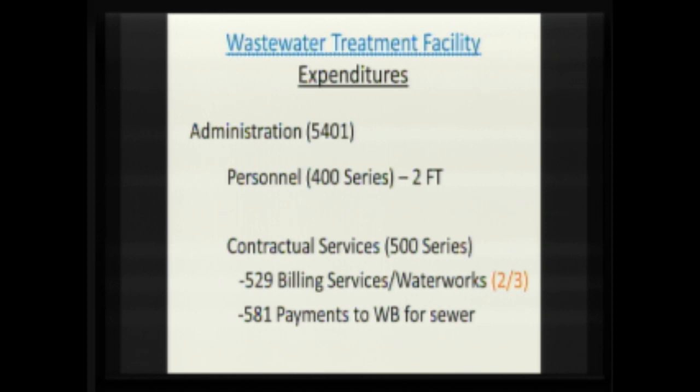Another line item within the 5401 that may be of interest is the contractual services, the 500 series. 529 is the billing services that the water department charges us for billing for sewer fees. Of the total bill that comes to the city from the water department, 2/3 of it is paid from the 5401 529 line item in our budget. Also in that 500 series, we have a 581 payment to West Burlington for sewers. There are a few properties in the city of Burlington that are sewered through West Burlington, and they bill us either on a monthly or quarterly basis. Next slide.